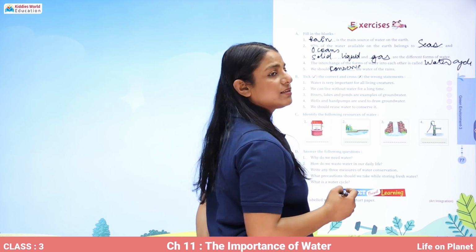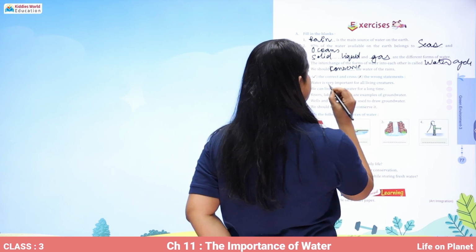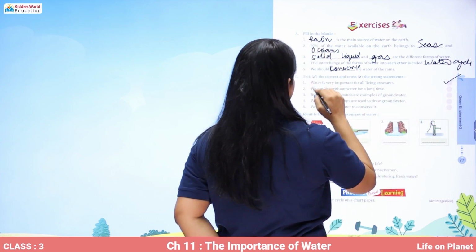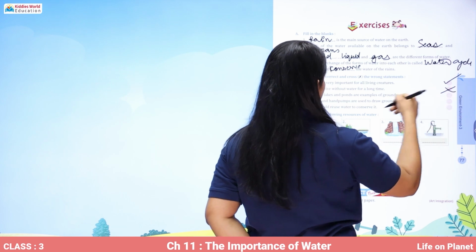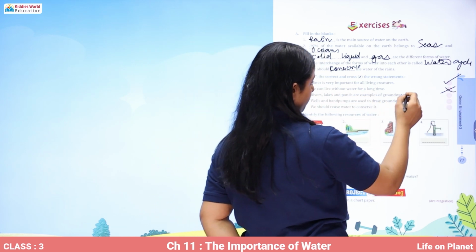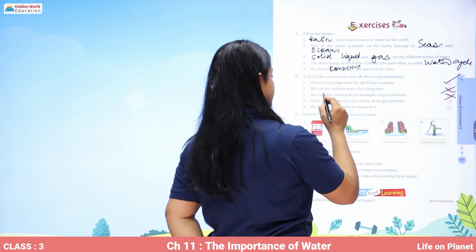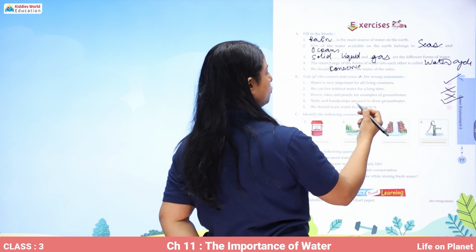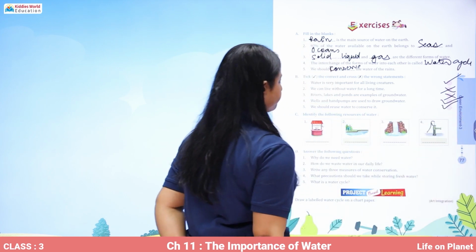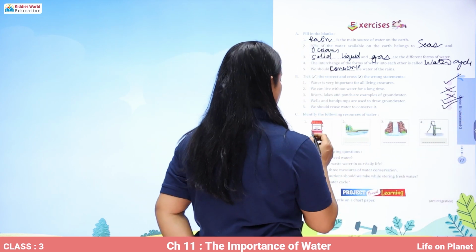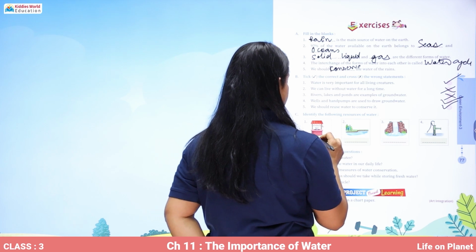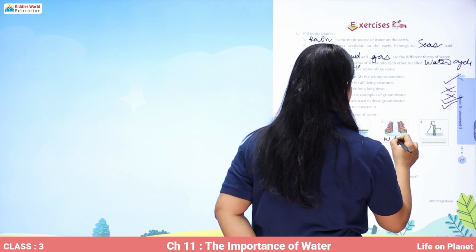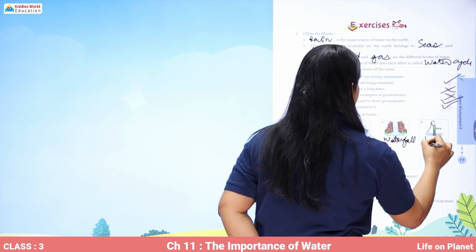You have to take the correct statements and cross out the wrong ones. Water is very important for all living creatures, correct. We can live without water for a long time, false. River, lakes and ponds are examples of groundwater, false. Wells and hand pumps are used to draw groundwater, correct. We should reuse water to conserve it, correct. Identify the following resources of water. This is a well, this is a river, this is a waterfall, and this is a hand pump.